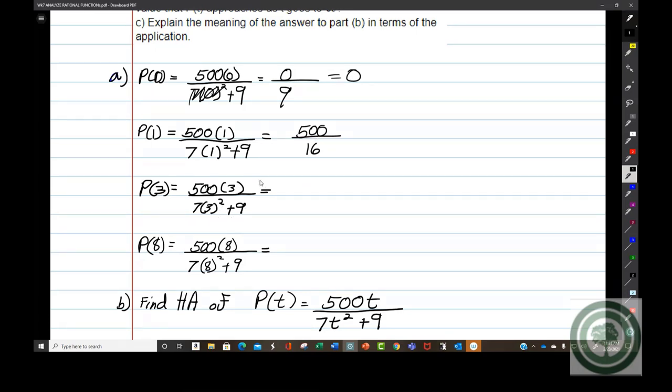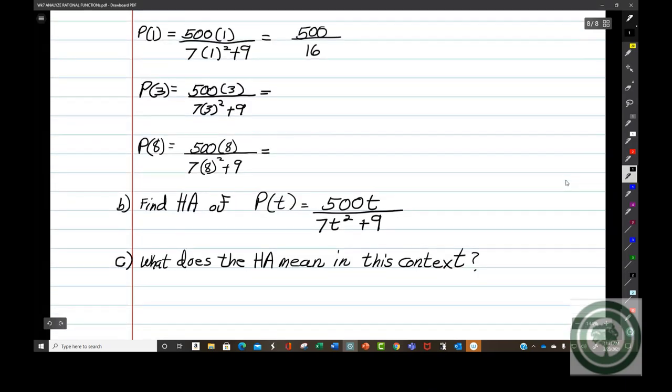And we're going to. But just for those of you who don't like using the calculator, there are some times when you can do this part of it by hand. 3 squared is 9, so 7 times 9 is 63, plus 9, that'll be 72. And then 500 times 8, that's 4,000. Over, now I need a calculator, 7 times 64.